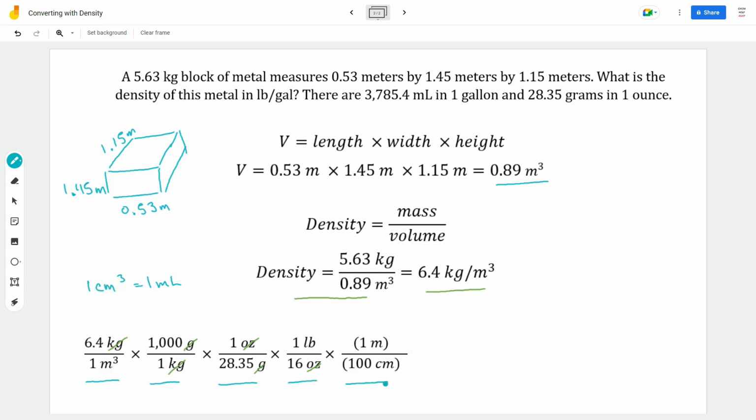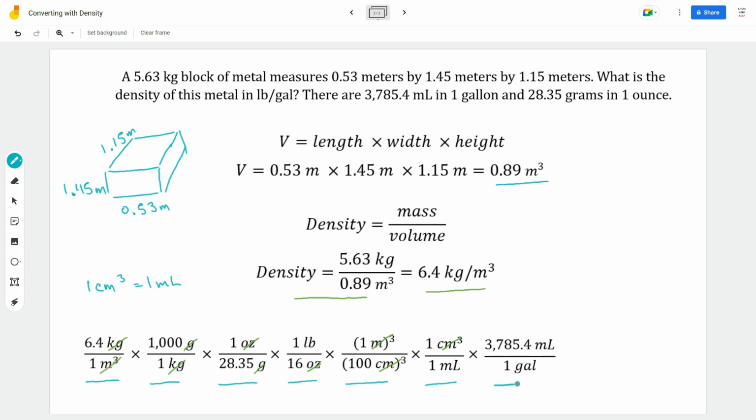Here's my conversion factor from centimeters to meters. There are 100 centimeters in 1 meter. However, meters cubed does not cancel with meters, so I'm going to cube the numerator and cube the denominator. Now I can cancel my meters cubed, and I have converted into centimeters cubed. Time for my favorite conversion factor. This is going to take me from centimeters cubed to milliliters. Again, my centimeters cubed cancels. Now I am in milliliters.